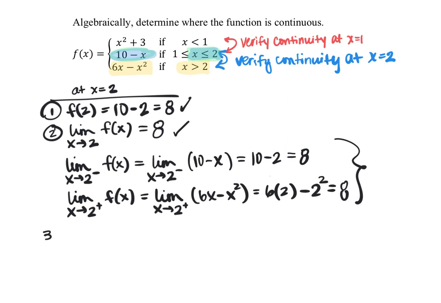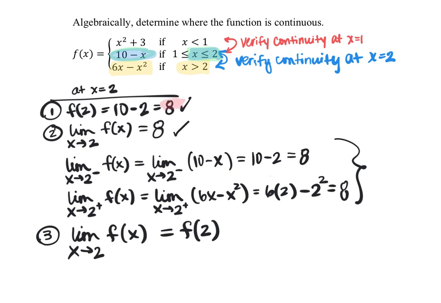Which brings us to our third condition for continuity at a point, and that ultimately says that the value of the limit as x approaches 2 is indeed equal to the value of the function at 2. And we can see that that is true because the value of the function was 8, and the value of the limit as x approached 2 was also 8. So that tells us that this function is continuous at x equals 2.